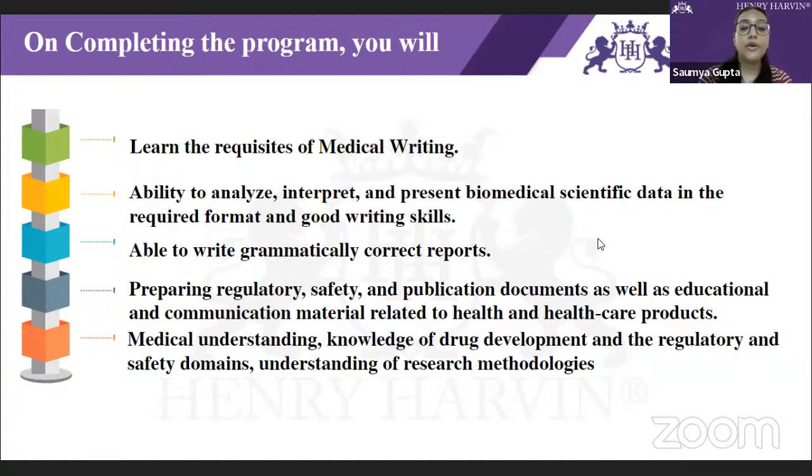You'll be able to understand the regulatory and safety domains. You will be able to write documents related to drug development and adverse reactions. You'll be able to understand the research methodologies, and you'll be able to do the quality assessment of the literature.